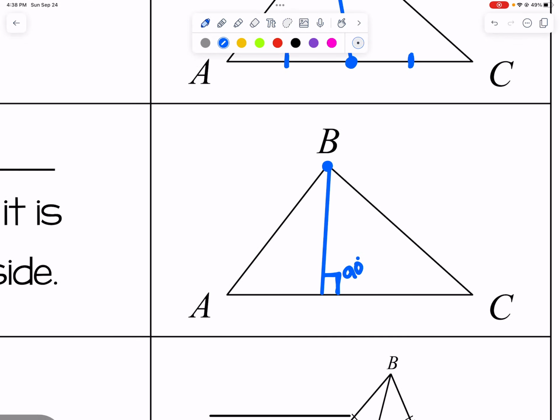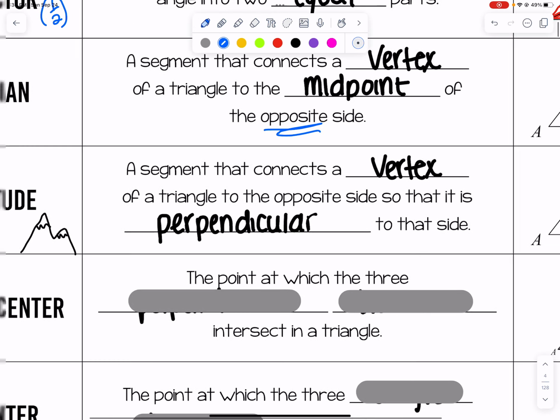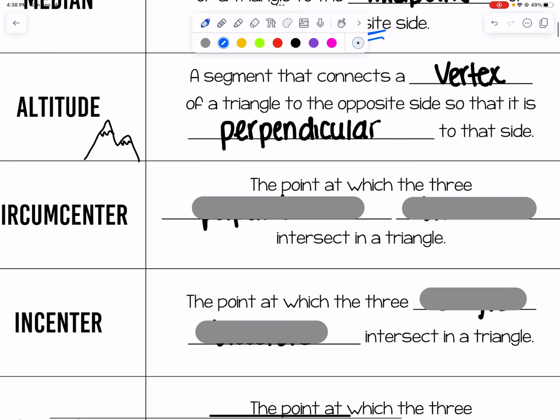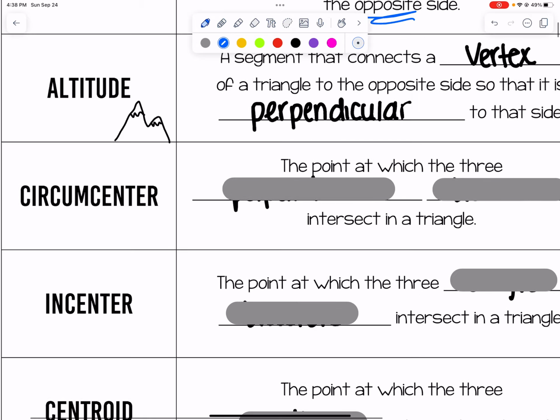Again, I could have chosen A or I could have chosen C, but I just chose to do B. Now, for the next four terms, I'm not a huge fan of the illustrations that are included with these terms, but we're gonna do the best we can. And again, please have a color that pops available for you. So pick one color for circumcenter, one for incenter, one for centroid, and one for orthocenter.